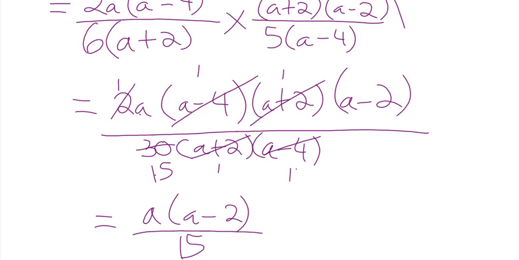No, this is 30 dash. Yeah. Okay. So we good? And remember the restrictions, right? Which we wrote somewhere up there, right? Which can't be what? -2 and 4.